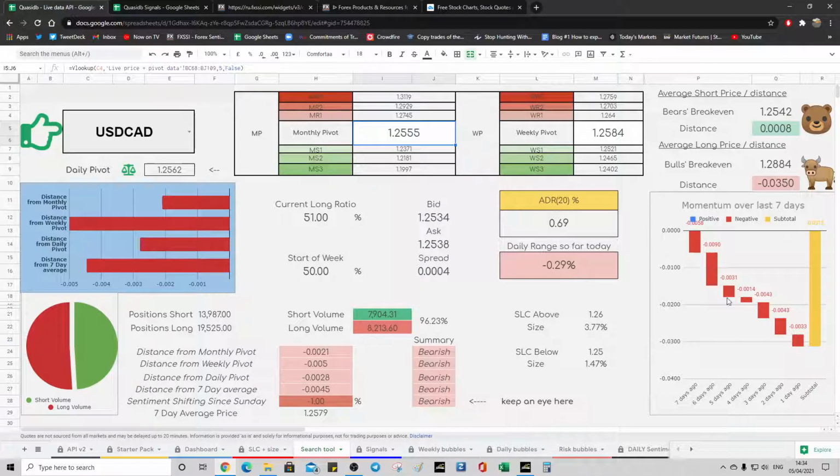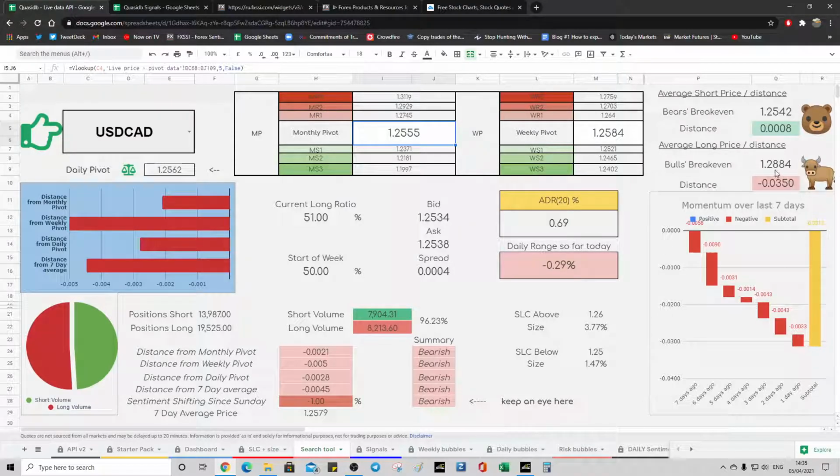This is another great one. We don't want to fight the momentum. This is obviously in descent. A little bit of warning potentially is that the retail bears are making a little bit of profit. They are in profit by 8 pips. Their break-even entry is at 125.42. Price is now 125.34. So these guys are making a little bit of money.